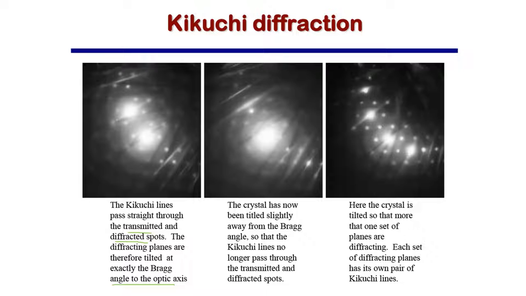And here we have slightly tilted them. It's very tough for you guys right now to understand what I'm talking about. Now the crystal has been slightly tilted away from the Bragg angle. So the Kikuchi line no longer passes through the transmitted and the diffracted spot.